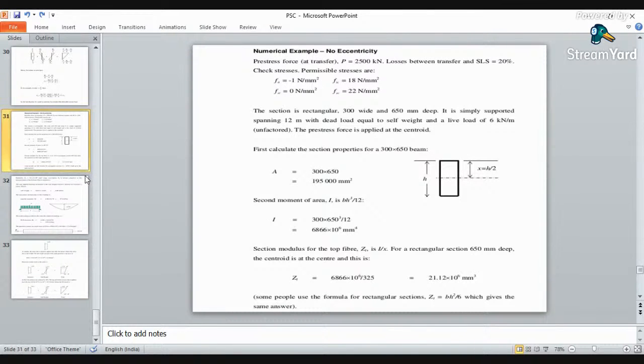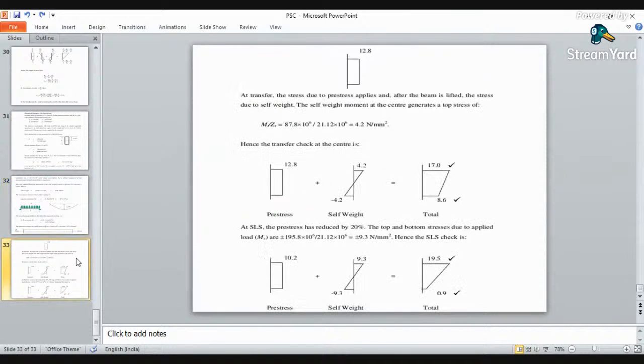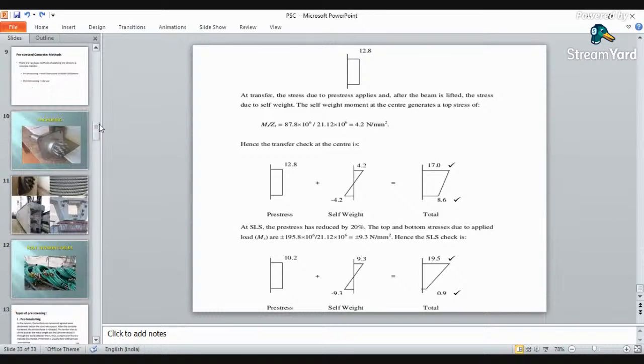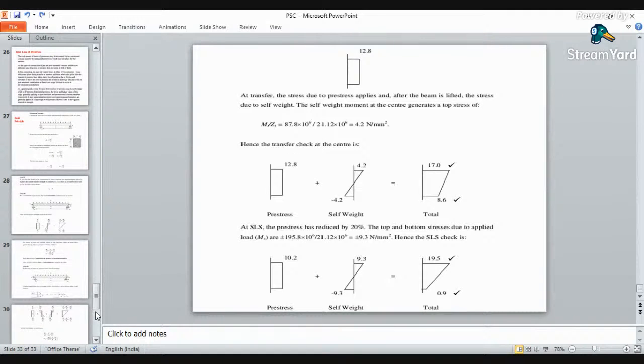So hopefully you have understood this problem, and just try to solve out more problems. You may refer Krishna Raju for this. This is quite a better book. It has full coverage of your RTM syllabus, and the competitive examination syllabus will also be covered in this book. In the book, more illustrative examples are given. So try to find out, and you have to apply the same theory at transfer and at serviceability.